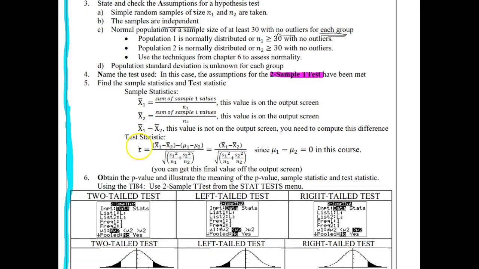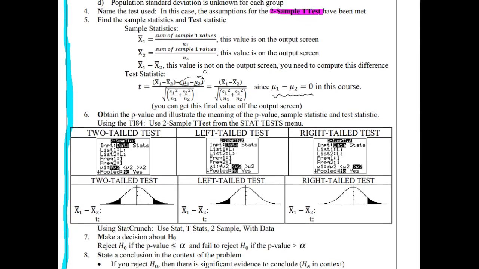The standardized test statistic formula has x bar 1 minus x bar 2 in the numerator, minus, in parentheses, mu1 minus mu2. But in this class, mu1 minus mu2 in the null hypothesis is always going to be equal to 0. So we can just write the numerator as x bar 1 minus x bar 2. The denominator is the square root of the variance from group 1 divided by n1, plus the variance from group 2 divided by n2. And we're going to get that final value just off the output screen when we run the test.